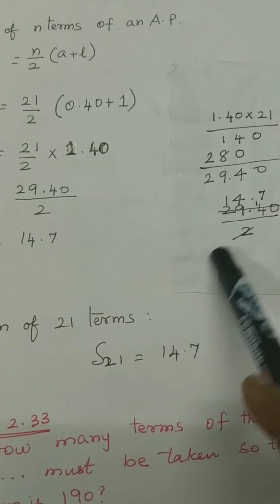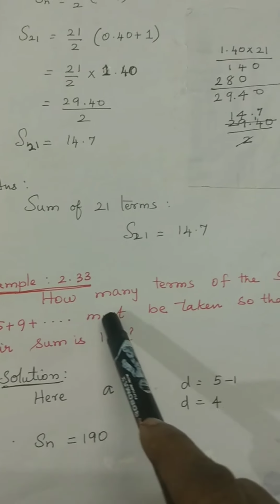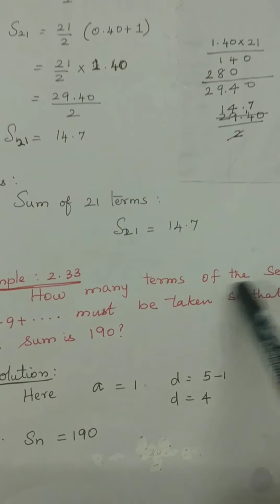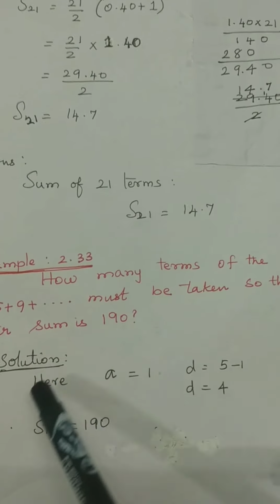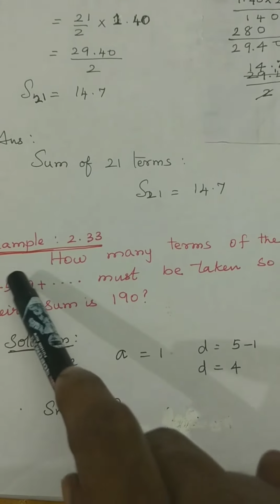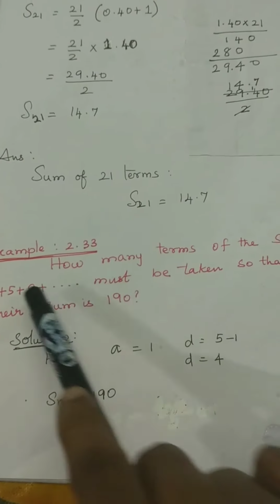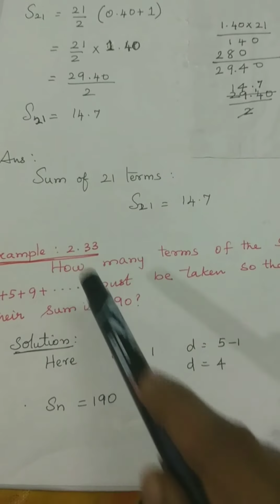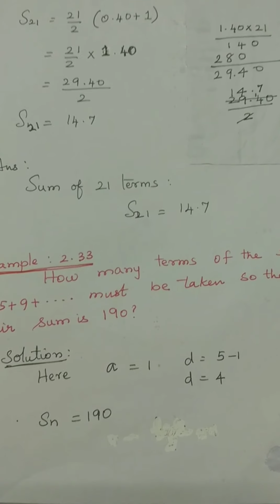Then example 2.33. How many terms of the series 1 plus 5 plus 9 and so on must be taken so that their sum is 190? Here, in the solution, the first term is given and d we can find: 5 minus 1 is 4. The sum they have given is 190. So Sn is equal to 190.